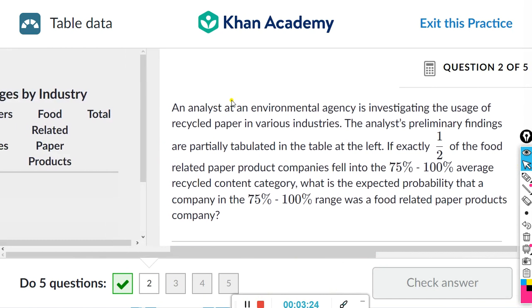All right, an analyst at an environmental agency is investigating the usage of recycled papers. The analyst's preliminary findings are tabulated at the left. If exactly half the food related paper product companies fell into the 75 to 100% category, what is the expected probability that a company in the 75 to 100 range was a food-related paper product? Okay, half the food was in the 75 to 100 average.